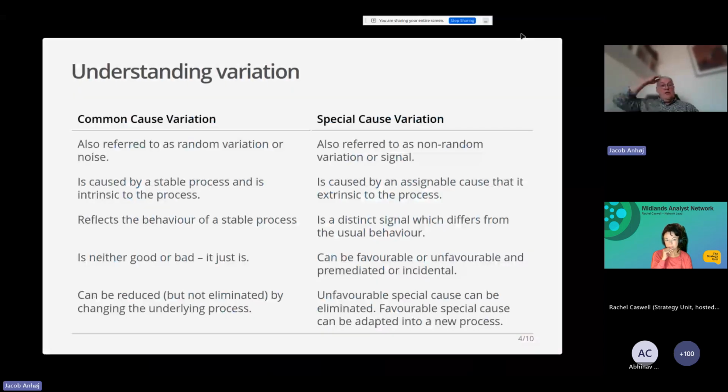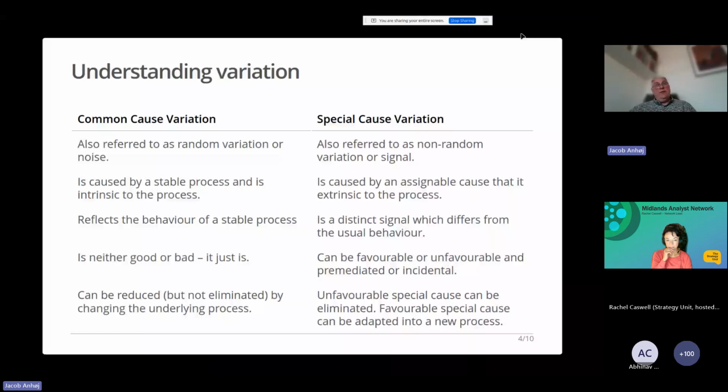We talk about two types of variation: common cause and special cause variation. I expect you have a good grasp of these already. But common cause variation is the natural variation that is always present in anything we might measure or count. We know that if we measure the same thing twice, we will not get the same results.